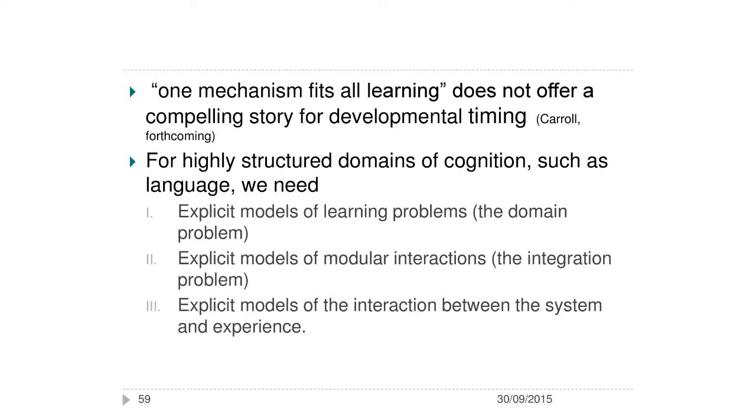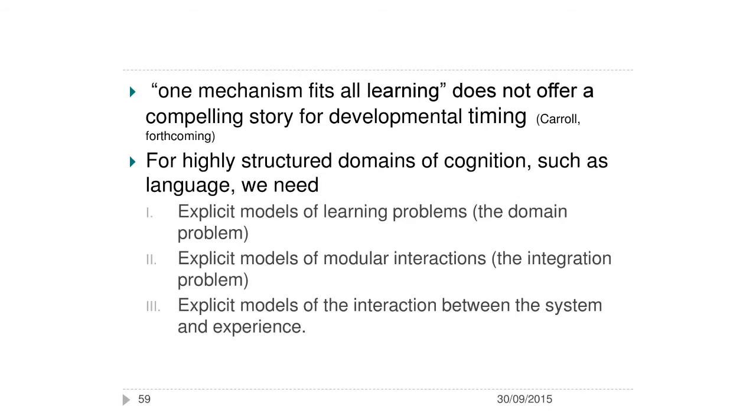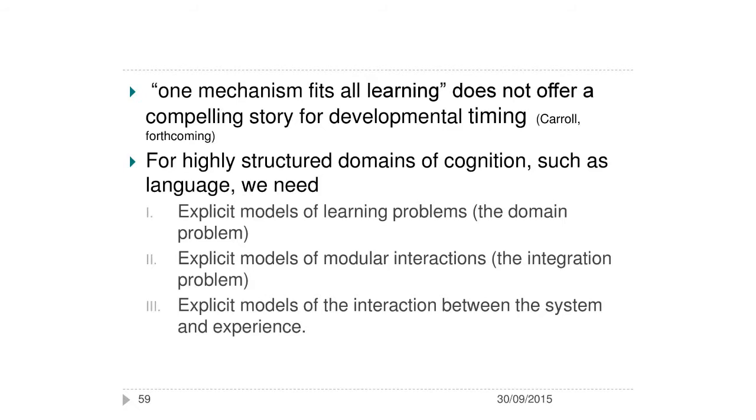For highly structured domains of cognition, such as language, we need explicit models of the learning problem. So we need a theory of the domain. In other words, we need a theory of language to explain language. That's number one, and people like me have a lot of number one. Then people more in the usage-based fields talk a lot about number three, which is models about interaction between systems and experience, right? They neglect the first part, and that's a misfortune.